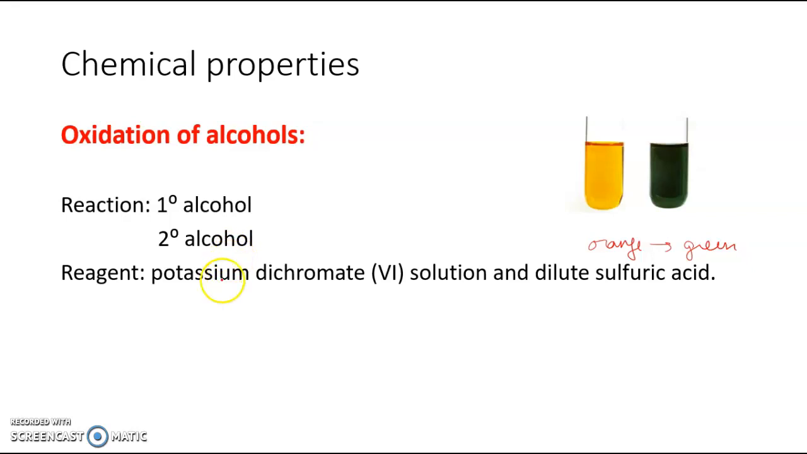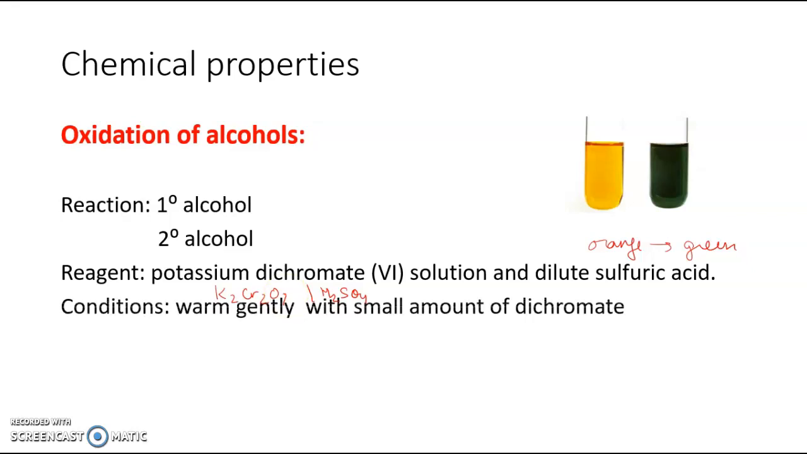The reagent that you're going to use is always potassium dichromate, the dichromate ions, in presence of dilute sulfuric acid. The condition is you will warm it gently. You don't need to use a lot of reagent.